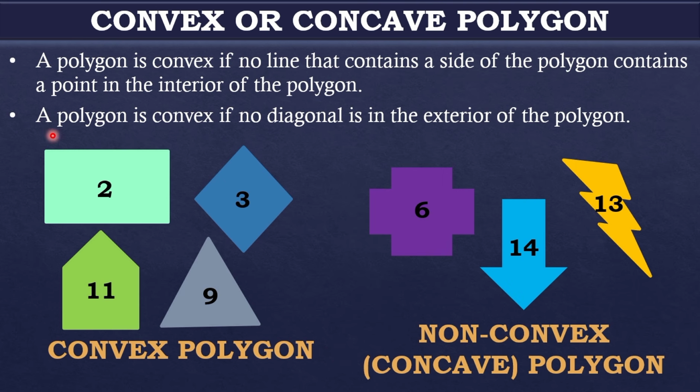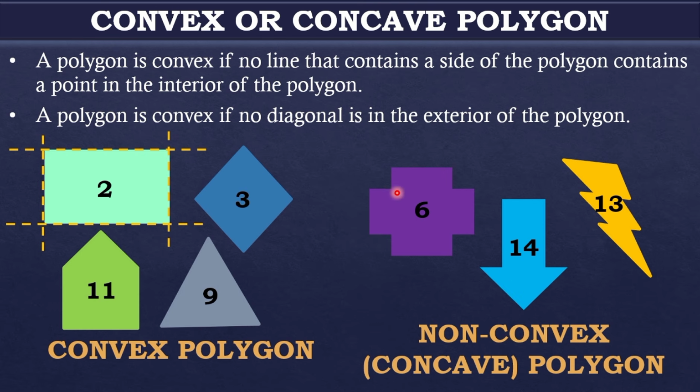So, i-extend po natin lahat ng sides. Okay? Extend po natin lahat ng sides. So, dito tayo, extend natin to, yung apat na sides. So, as you can see, pag wala po siyang point sa interior, walang pumasok na point. So, as you can see, malinis po yung loob niya. Then, this is a convex polygon.